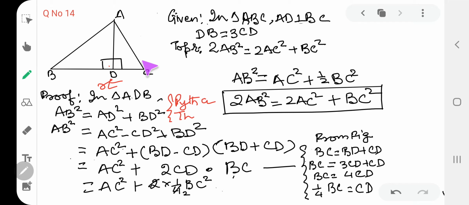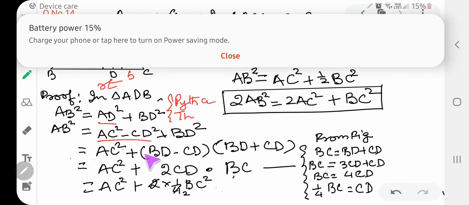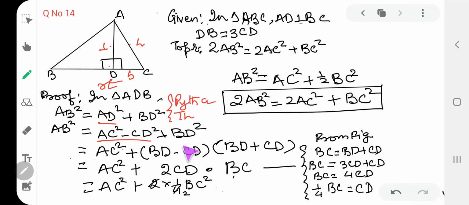So what you will do is you will write down AD square. Apply Pythagoras theorem in triangle ADC. This is perpendicular, this is hypotenuse, and this is base. So perpendicular square is equal to hypotenuse square minus base square. Therefore AD square is equal to AC square minus CD square. So in place of AD square you will be writing AC square minus CD square plus BD square as it is.